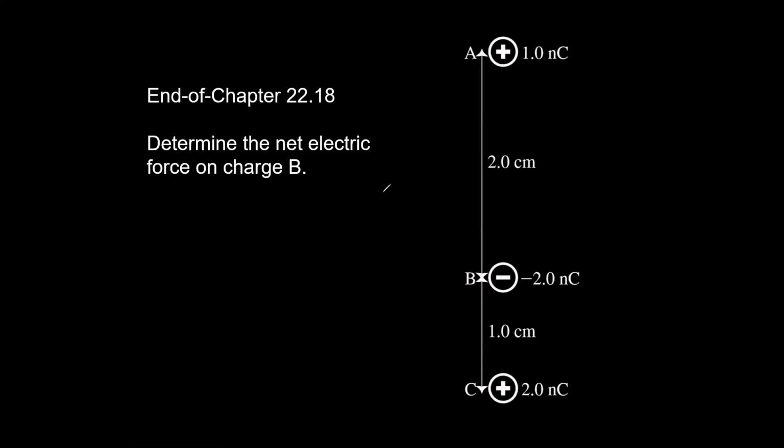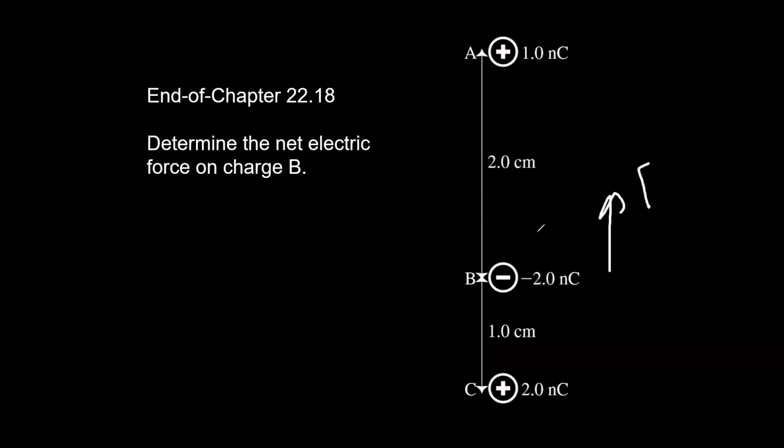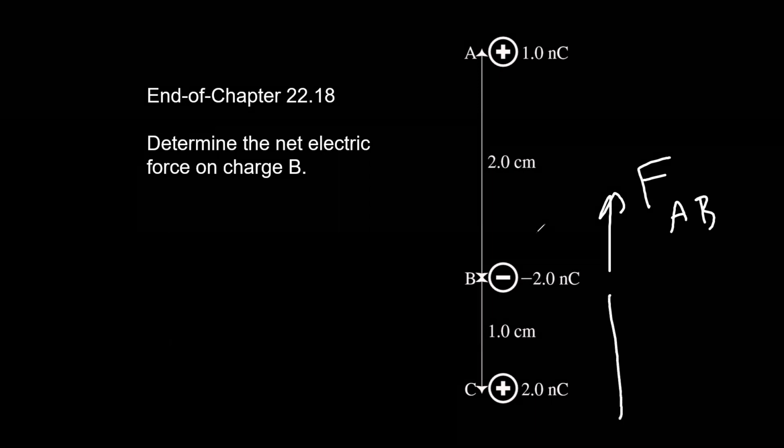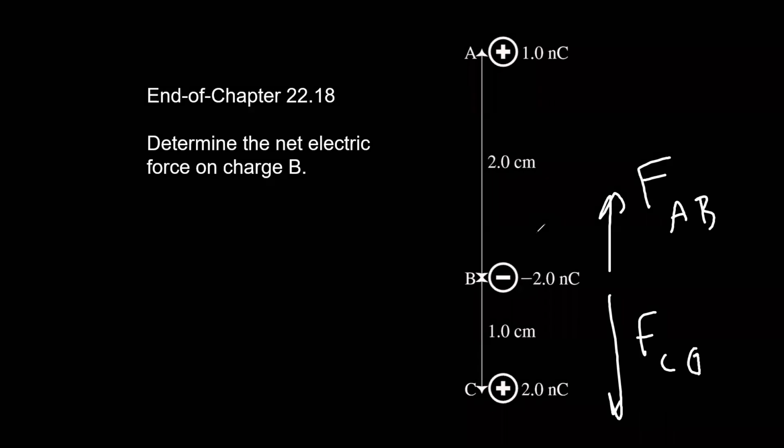Well, let's work on it. Since A and C are both positively charged and B is negatively charged, they're both going to feel an attractive force. So we'll see something like this. That'll be the force of A on B. And we'll also have something down. That'll be the force of C on B. Whoops, that's supposed to be a B.